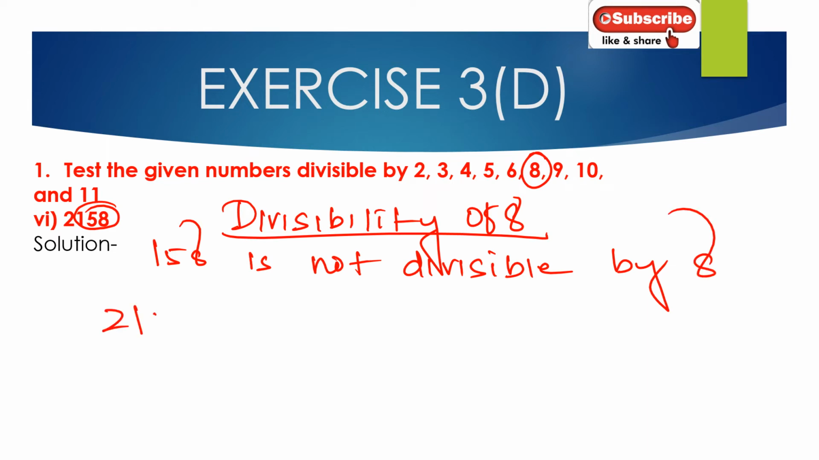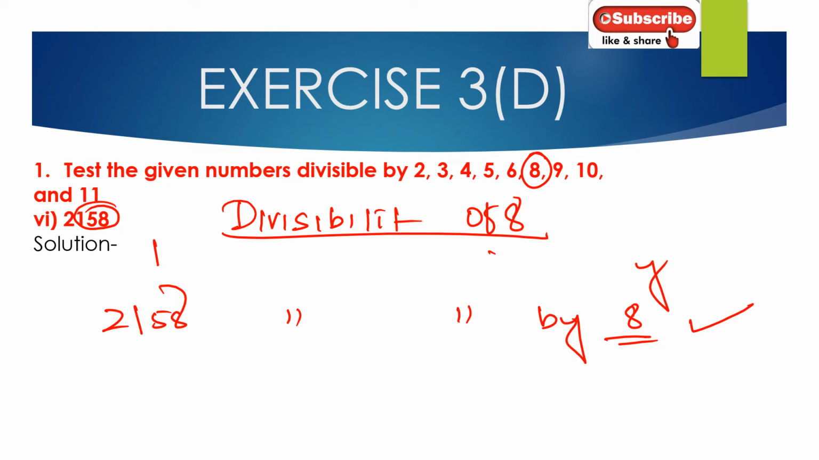So the number 2158 is not divisible by 8. Now we will check whether the number 2158 is divisible by 9 or not.